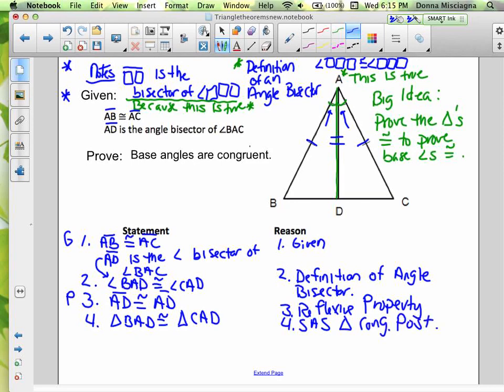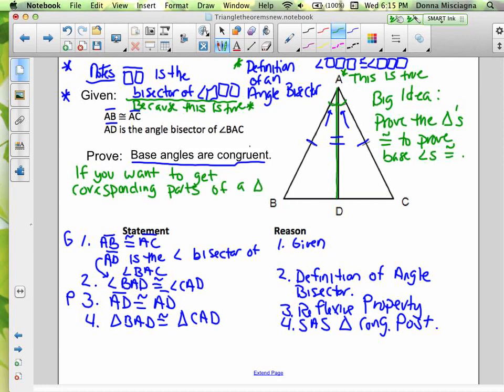And you might think, well, why did we prove triangles congruent? We weren't trying to prove triangles congruent. We were trying to prove that base angles are congruent. Well, you can write this in your notes too. If you want to show corresponding parts of a triangle congruent, I shouldn't say get. You're not really getting them. They're doing it all by themselves. You're just showing. That's a much better word.